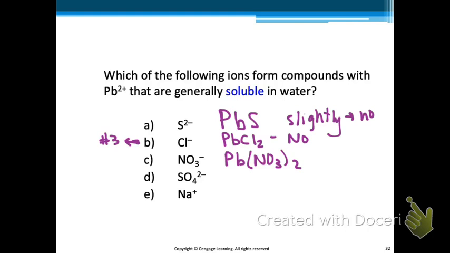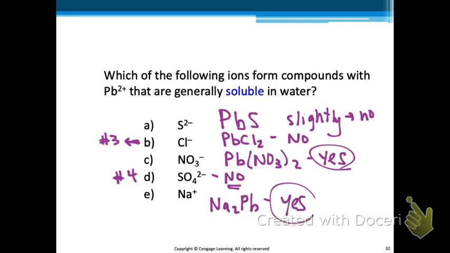Is lead nitrate soluble? Yes, because it says most nitrates are. Is lead sulfate soluble? No. Most sulfates are soluble except... so this is rule number 4. Is Na2S, sodium with lead, soluble? Yes, because it's group 1A. Sodium is in group 1, so it says most are soluble.